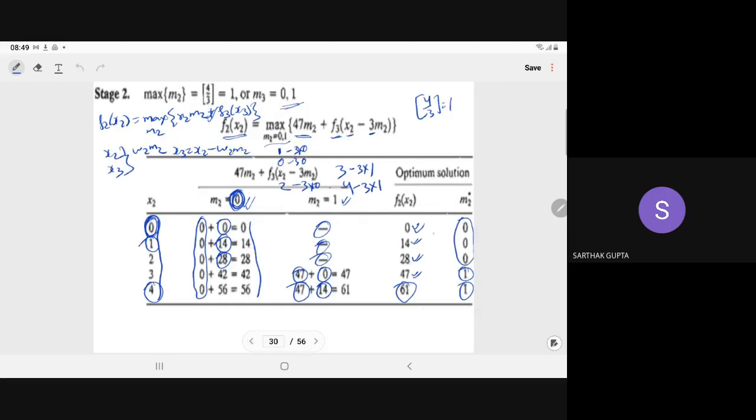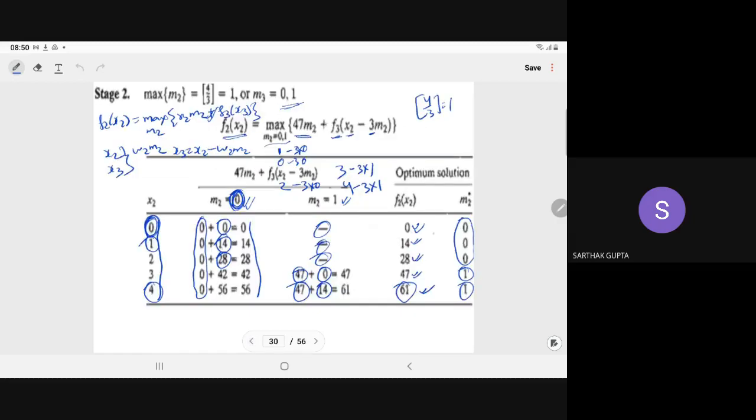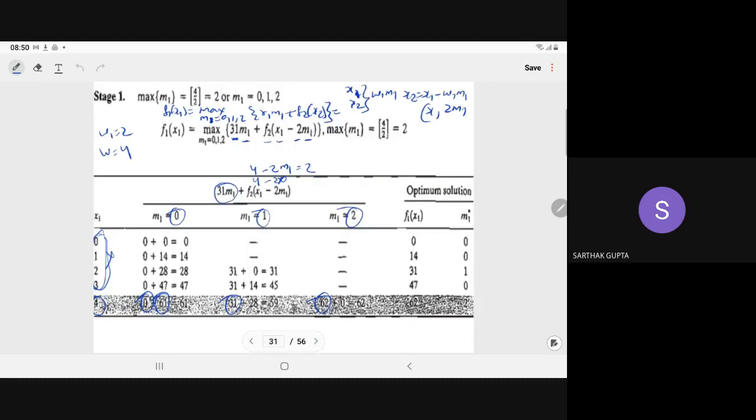So it will become F2 of 4 from the previous, which is the 61. So that 61 we have to write here, right? Then when x1 is equal to 4, but m1 is equal to 1, 2m1 means 4 minus 2, that is the 2. So F2 of 2 in the previous, it is the 28. So here we are writing the 28, right?